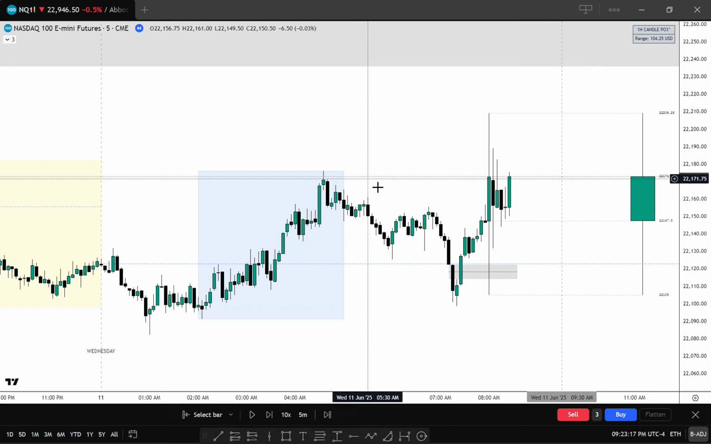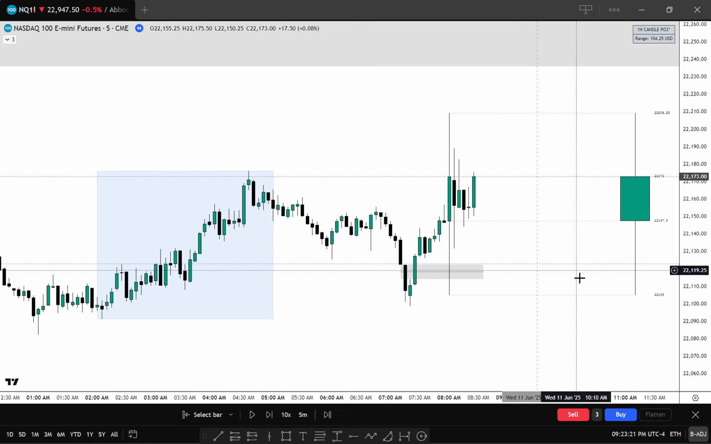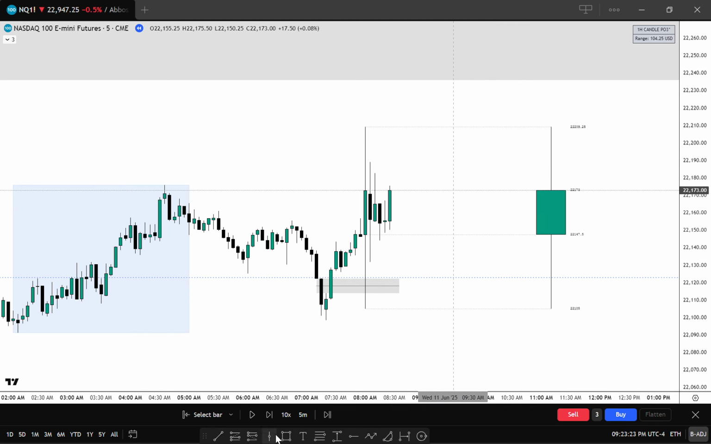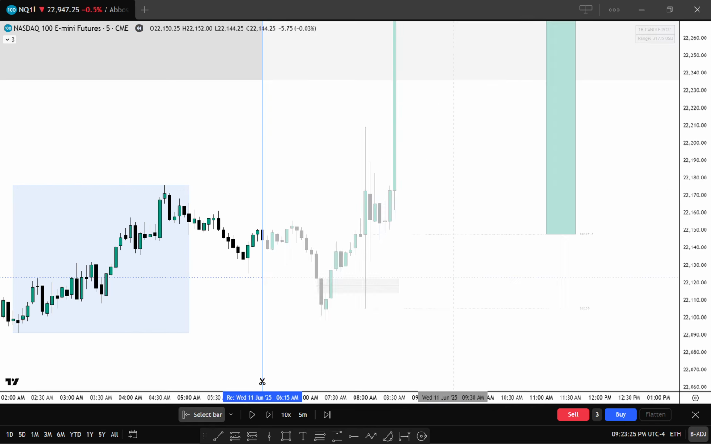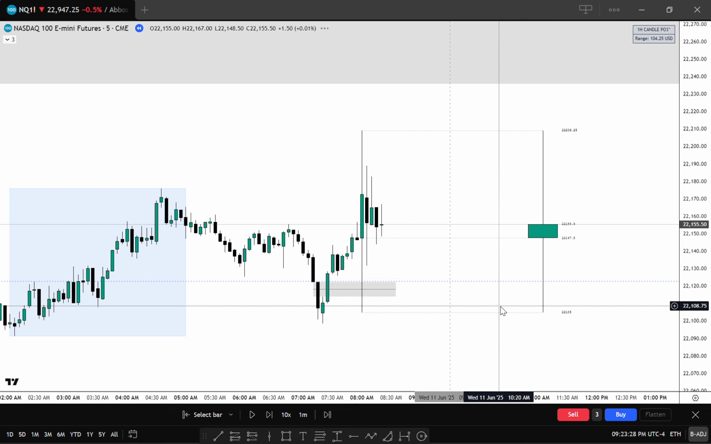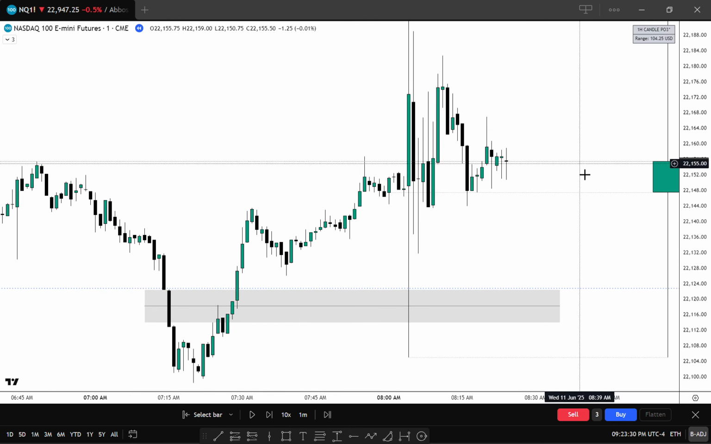So really, you want to do a top-down analysis where you start on the daily, and you develop some sort of directional bias. Is it going up or is it going down? Where is price coming from? Where is it going to?